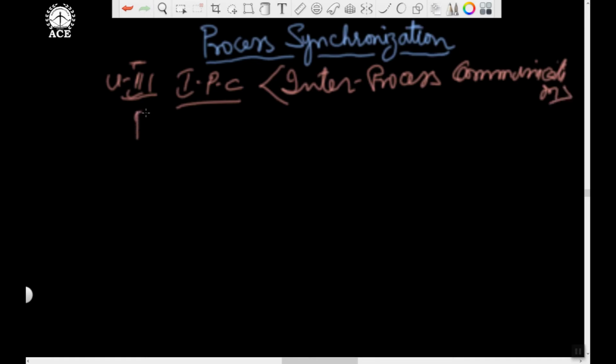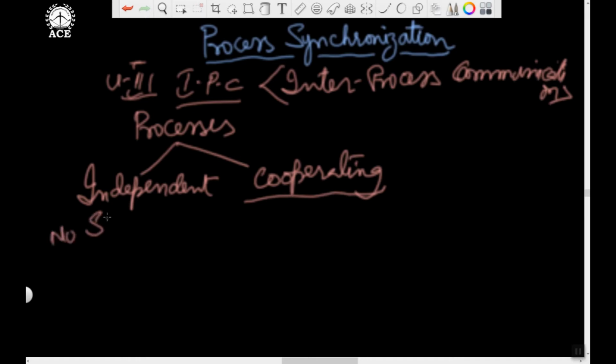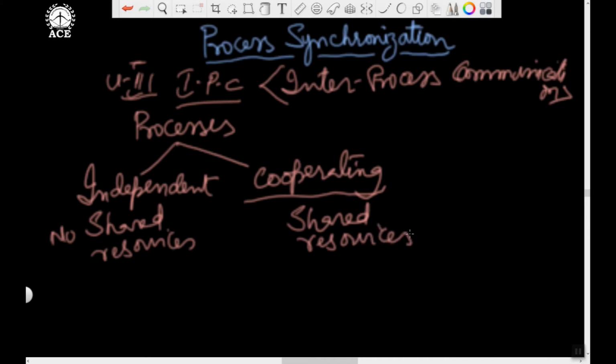Inter-process communication. Now, in that context, we said processes are classified into two types. One is called independent processes, and the other is called cooperative processes or cooperating processes. When do you say processes are independent? It means they do not access any shared resources. Whereas cooperating processes means they access shared resources. Now, when they cooperate, they basically affect each other.